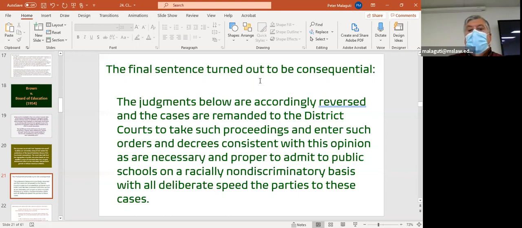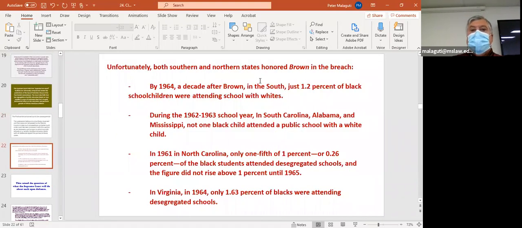Okay. The words deliberate and speed don't necessarily go together. Deliberate seems to indicate carefulness and slow pace, whereas speed tends to indicate a fast pace. Okay. The result was snail-like progress that was made after this. And unfortunately, most of the southern states would outright reject Brown versus the Board of Education.